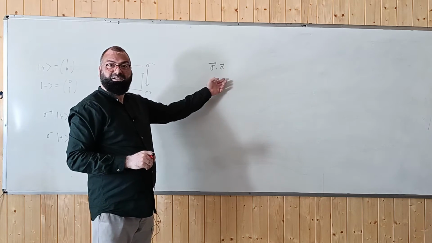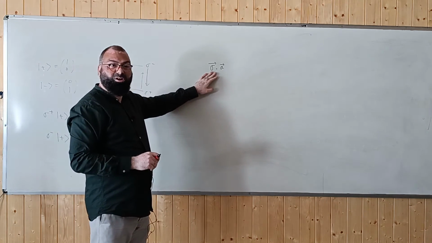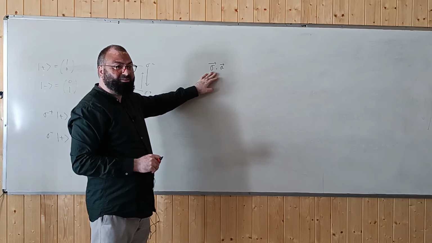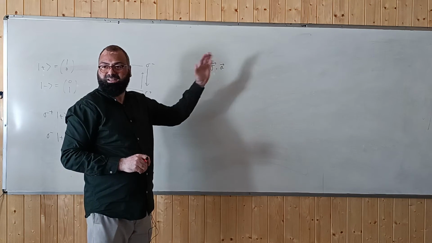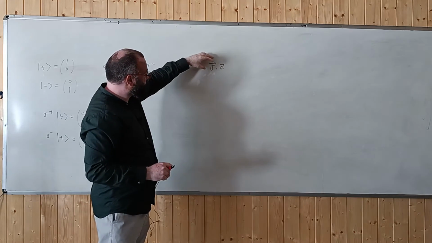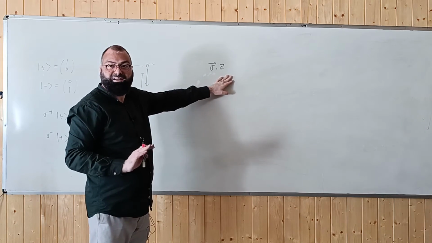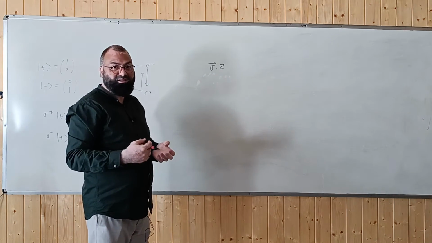So A is some vector. What it means is the projection of the spin angular momentum along the A direction. Clear? So it is a projection operator. This kind of operator will measure your spin along the direction of A if A is a vector. Clear? That is how we interpret the dot product.